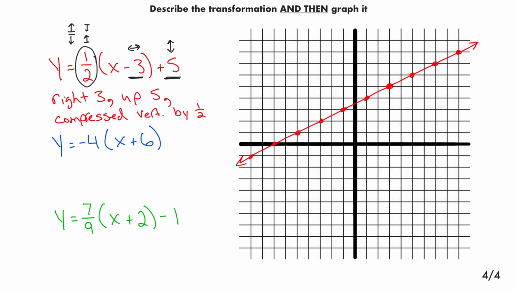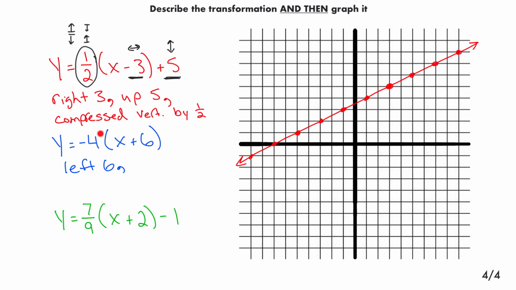The blue function. I have y equals -4 times the quantity of x plus 6. I already know what the plus 6 inside the parentheses is going to do. That's going to move me left 6. Now, there is no number being added or subtracted on the outside of the parentheses like there was in number 1. So in terms of movement up and down, I'm not going to move up, I'm not going to move down. I don't need to say up 0.